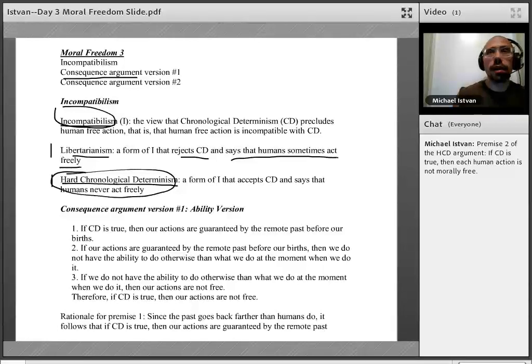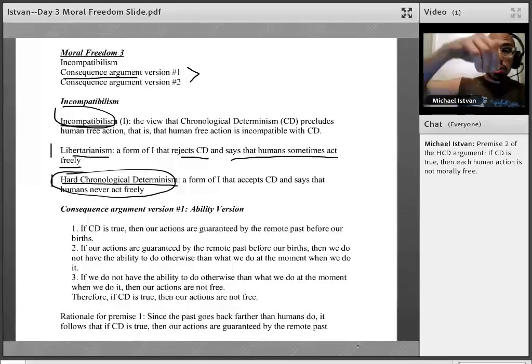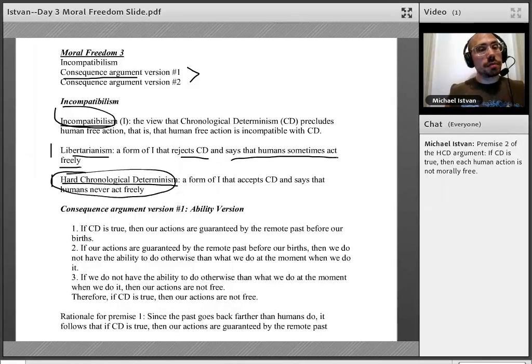There are actually two main versions of the consequence argument that I'm going to go over today, but the basic idea of the consequence argument, no matter the version, is this. If chronological determinism is true, then that means our actions are guaranteed by the remote past before we were born. Now, since the remote past is not up to us, obviously true, if CD is true, then our actions, which would be guaranteed by that remote past, for reasons that you already know, but I'm not going to go into, would not be up to us either.